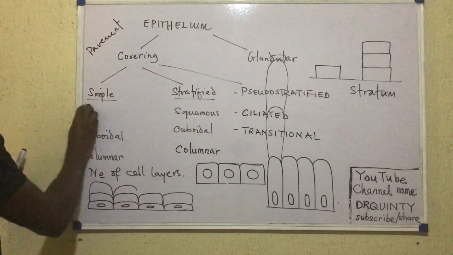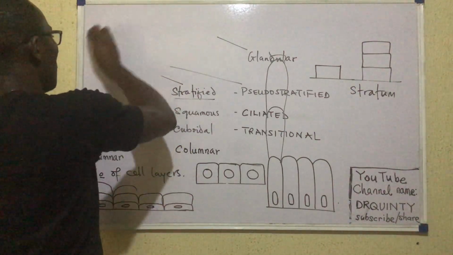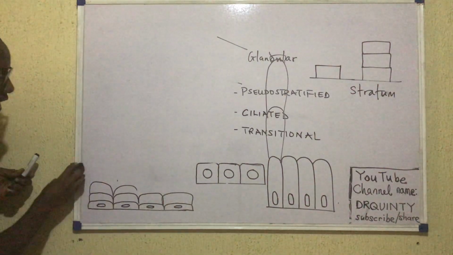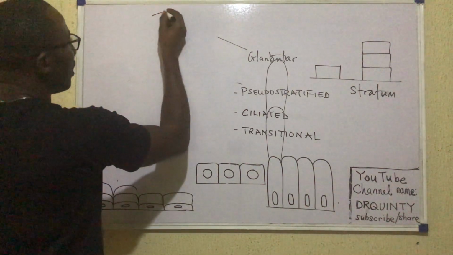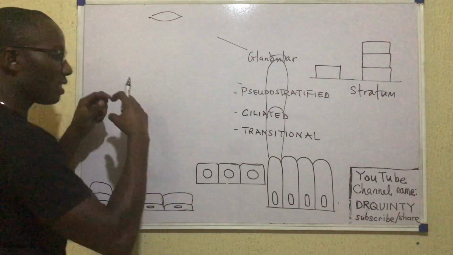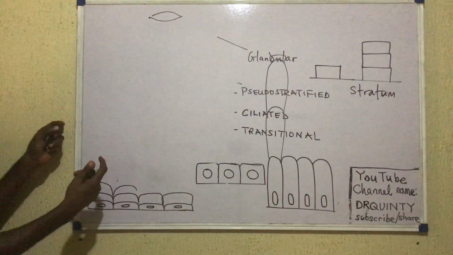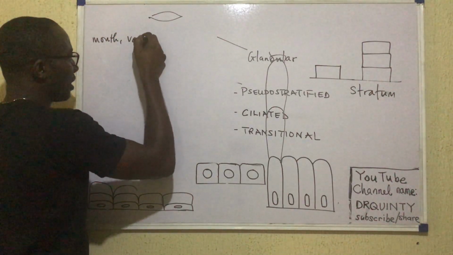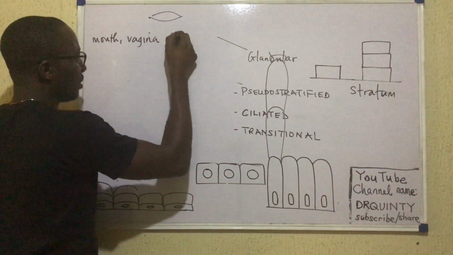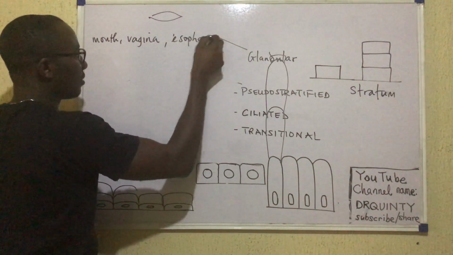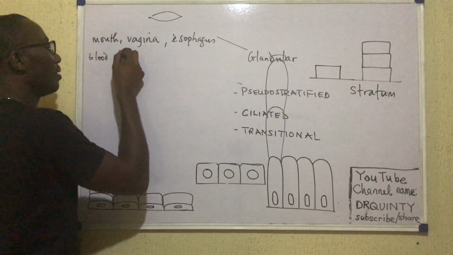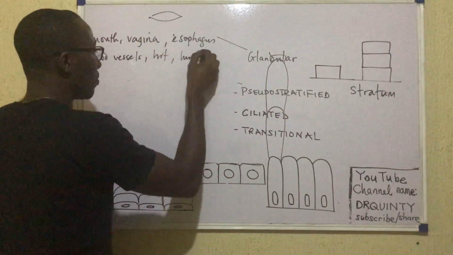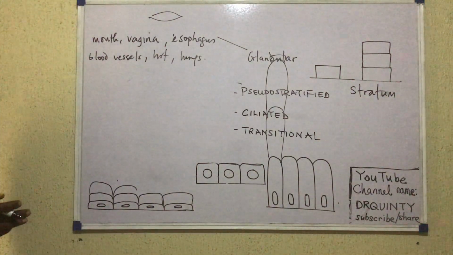Starting with squamous epithelium. Squamous epithelium can be found in the mouth. That's one place. So if you remember, it is flat. If you look at the shape of the cell, you look at a mouth also, you see that flat or squamous nature of the mouth. So that helps you remember that the mouth and even the vagina has squamous epithelium. The esophagus, blood vessels. So blood vessels are also an example. And then in the heart and in the lungs, you have squamous epithelium. So squamous epithelium is in all of these regions.